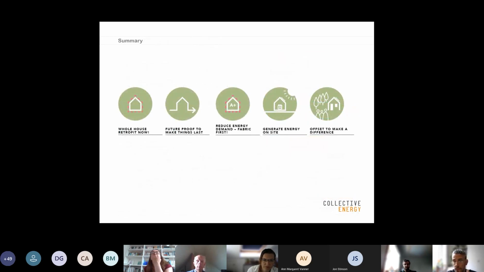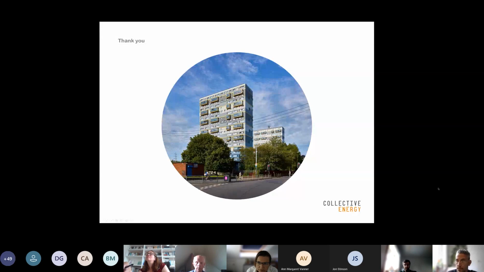So in summary, we need to be gearing retrofit to a whole house approach, and we need to be doing it now. The work that we need to do needs to future-proof to make things last. That includes thinking about when we take out windows and replace boilers. We need to be reducing energy demand through a fabric-first approach, generating energy on site, and ideally storing it as well wherever possible, and then using the offsetting measures to ideally invest in the local communities or national initiatives. And that's me. Thank you.